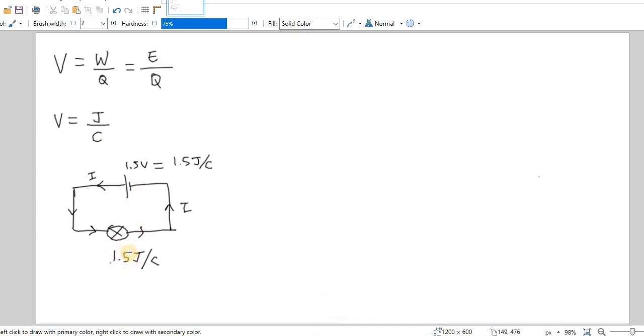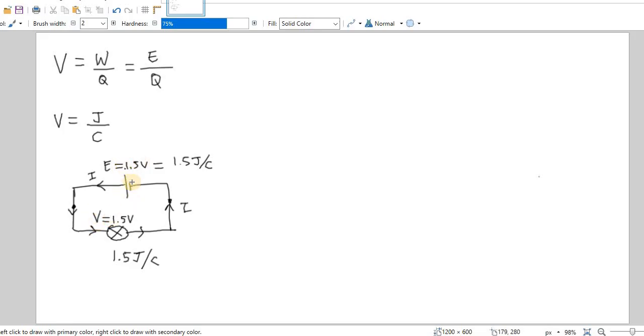So here also it will be 1.5 volts, because you can see, if you consider this point and this point, they are in parallel. So the potential difference across this lamp is also 1.5 volts. We can say the EMF of the cell is 1.5, then the potential difference V.